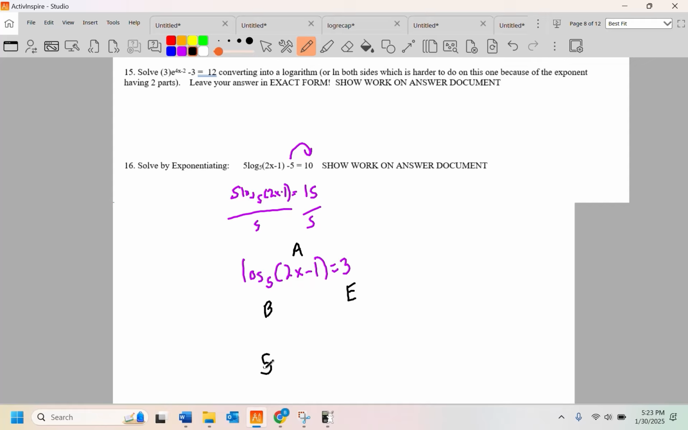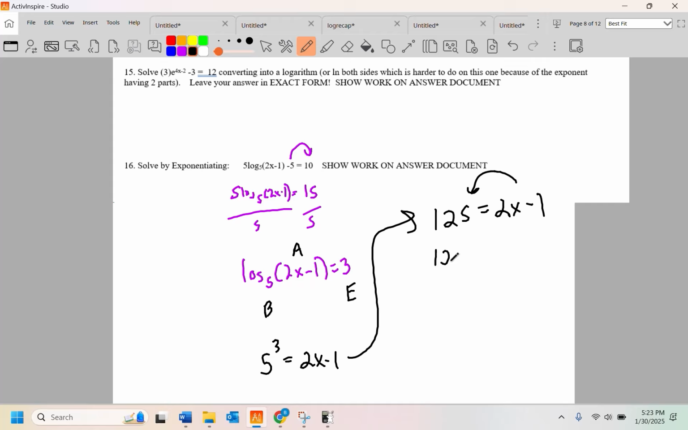Remember, log is base. So I have a base of 5. It gets raised to the third power and it equals 2x minus 1. If you don't know what 5 cubed is, man, are you even trying? How do you breathe? Like, be glad that's an autonomous function. So I'm going to add 1 to both sides. That'll give me 126. I'm going to cut that thing in half. 126 cut in half is 63.